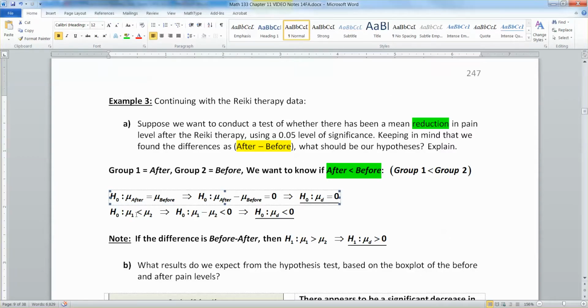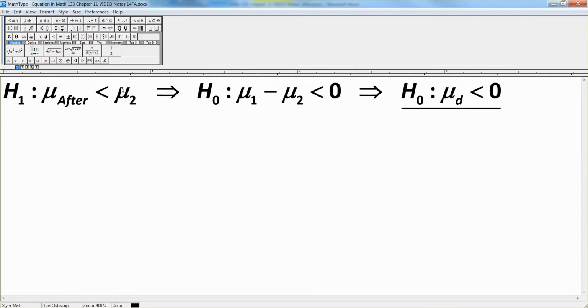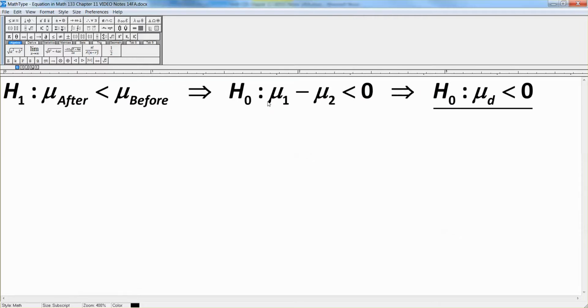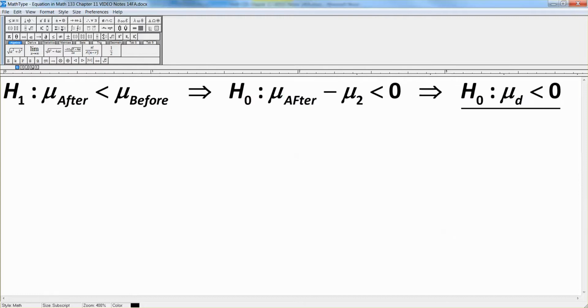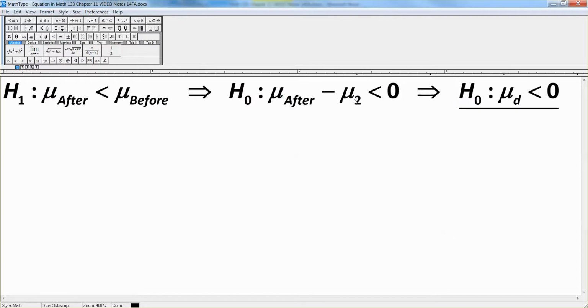All right, then for the alternative hypothesis, you say I want mu after to be less than mu before. You don't have to use the numbers 1 and 2. We always use those in the setup because we have no way of talking about what you were actually working with. But if you actually know what they are, like husband versus wife, after versus before, group 1, group 2, you can write in those words instead.